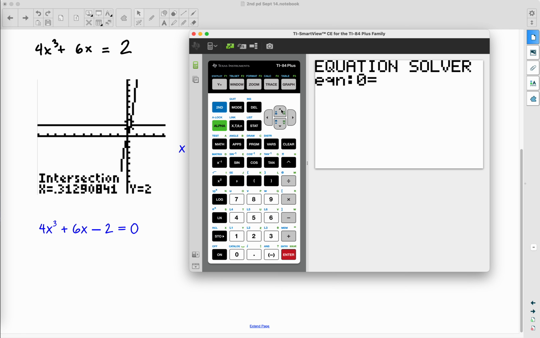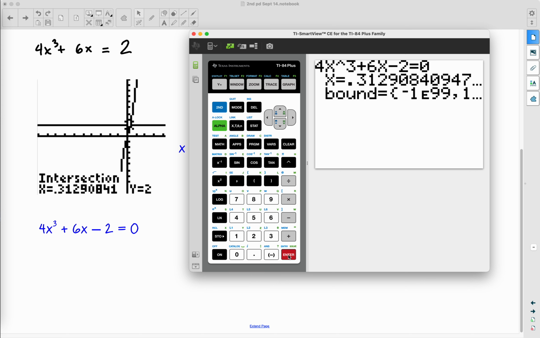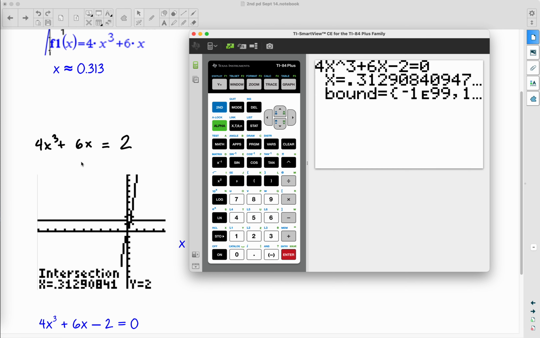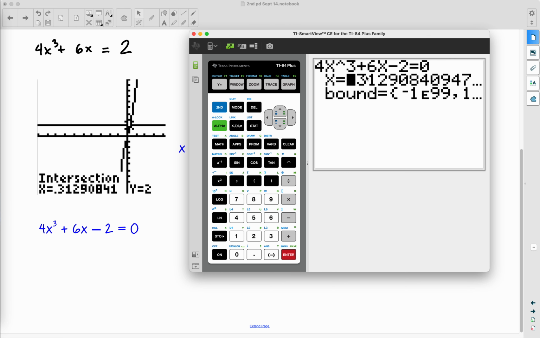So I'll choose solver. And notice it starts out with 0 equals. You've got to have it set equal to 0. Also, the only variable you're allowed to use is x. So 0 equals 4x to the third power, plus 6x, and minus 2, enter. And then it asks me this, and that number, is that the right answer? Well, yeah, it is. You won't always see what you want here.